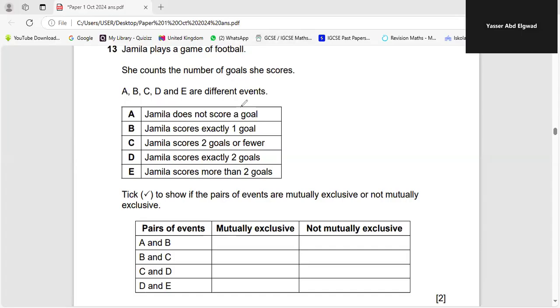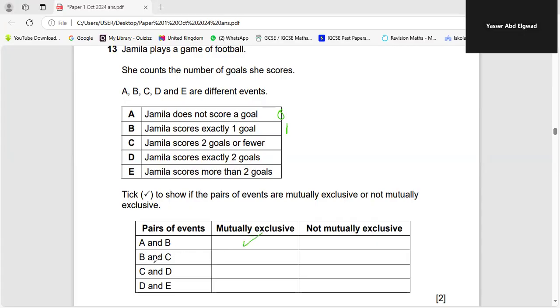We are going to illustrate it. She counted the number: A, Jamila does not score, and B, Jamila scores exactly 1. First, Jamila does not score a goal, which means 0. And here Jamila scores exactly 1. Do you have a relationship between A and B? Do you have an intersection between them? No, we don't have any intersection. We don't have a common number between them, with 0 and 1. No relationship between them, so they are mutually exclusive.